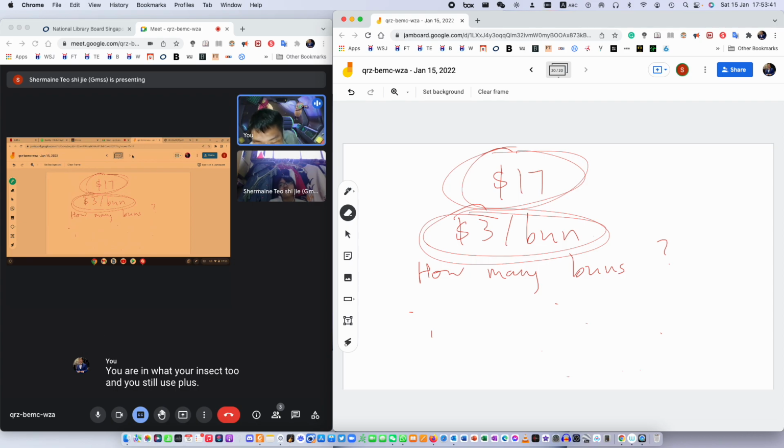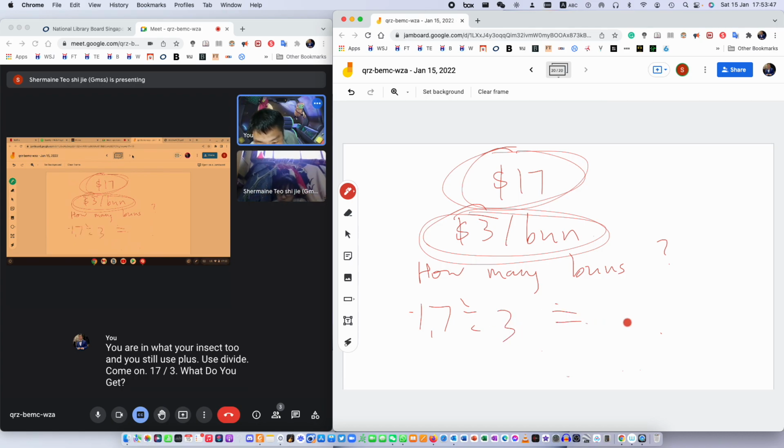Use divide. Come on. 17 divided by 3. What do you get? So you want to find out how many 3 is inside $17. You still use plus. That's P3. You don't use P3, okay? You're in Sec 2. So what do you get? 17 divided by 3.